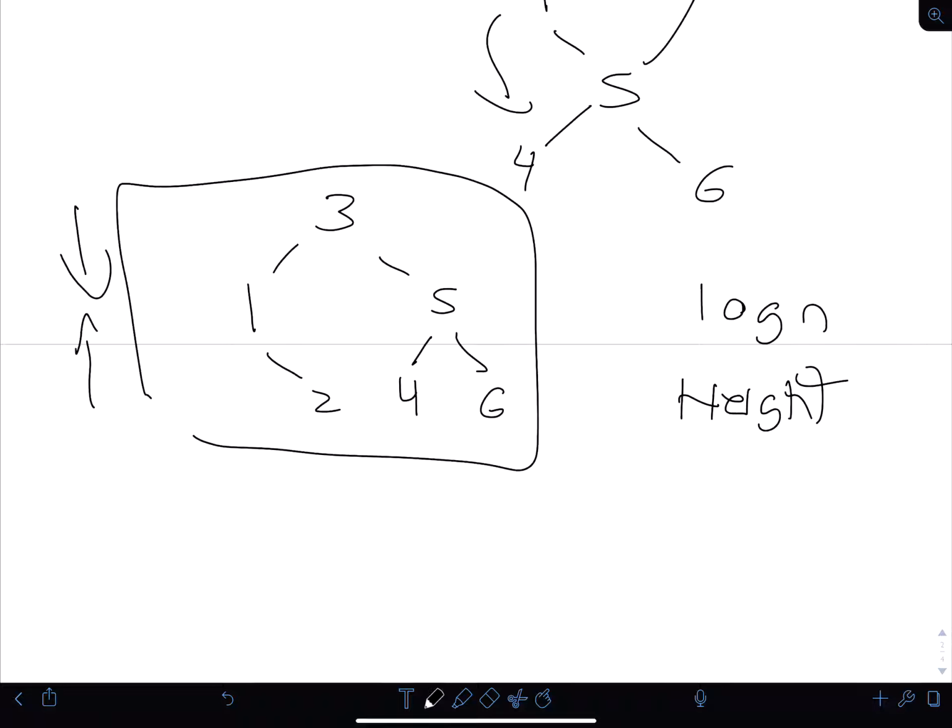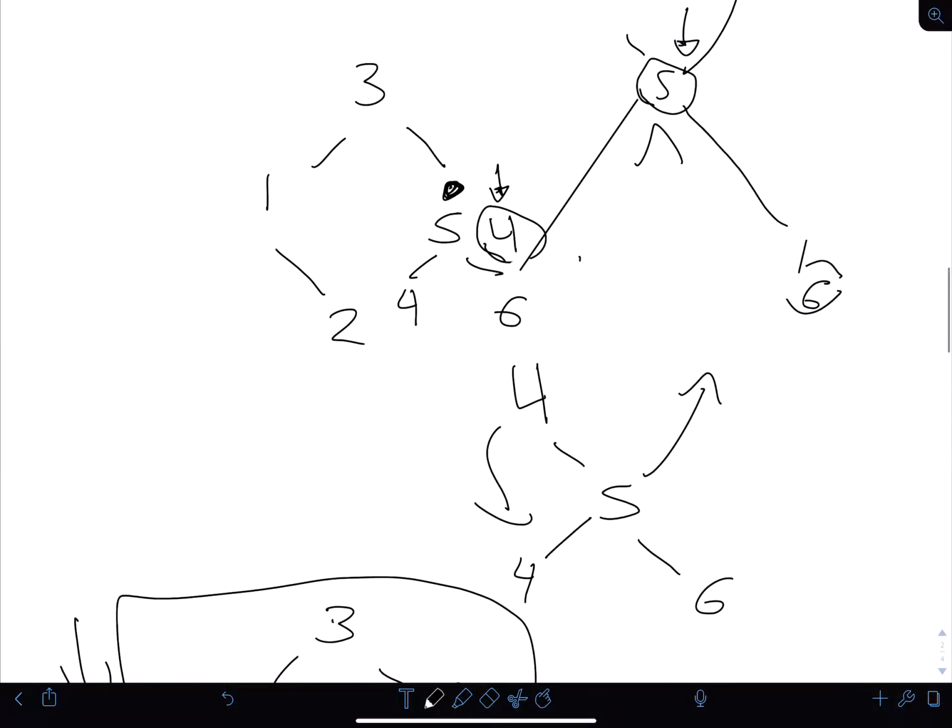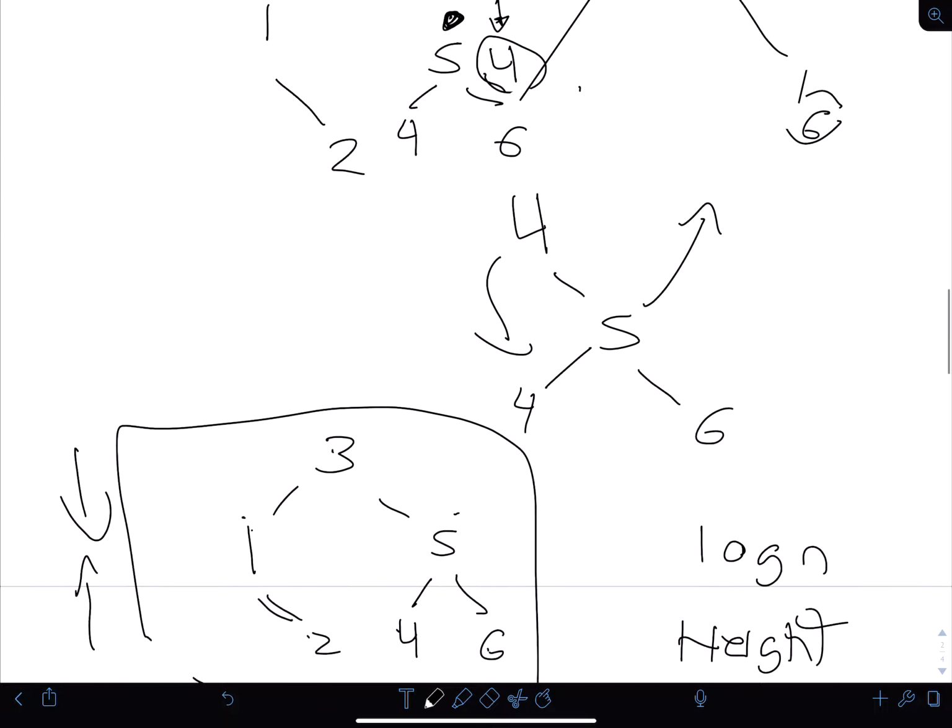Log n height meaning here we have 1, 2, 3, 4, 5, 6 items, yeah? And so what's that equal to approximately? 3, let's just say. And so our height, if we count this way, 0, 1, 2. So it's about that, right? It's within range. Ultimately, it's going to be plus or minus 1 or 2, but it's still going to maintain it as long as you do this, okay? So this idea of performing rotations is the heart of the AVL tree algorithm.